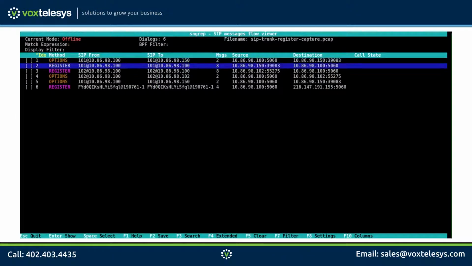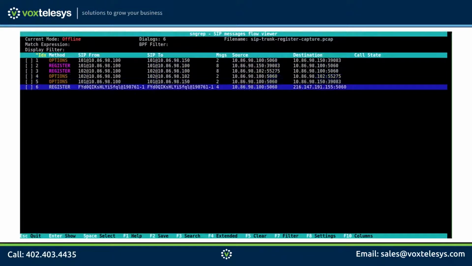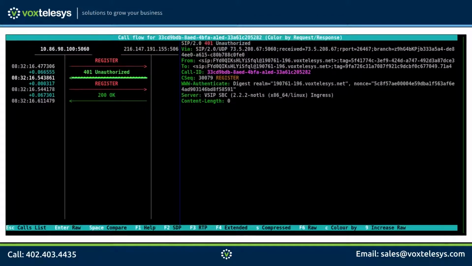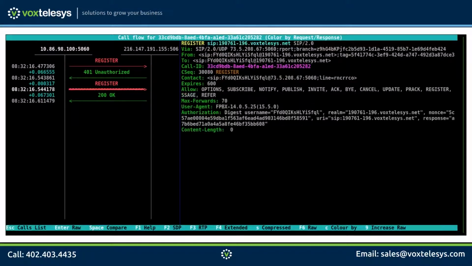Let's start off by taking a look at a successful trunk registration. As you can see, the PBX sends a register packet to our trunk provider, Voxtelesys. The trunk provider then sends back a 401 unauthorized packet. The PBX then sends another register packet.